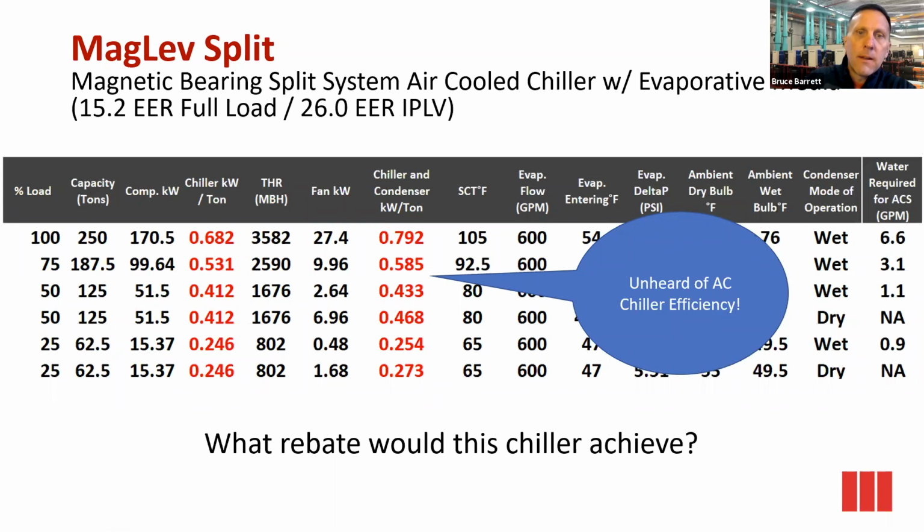Then I combined the performance of the chiller and the condenser to come up with a total kW per ton for my system. Of course, I'm not factoring the evaporator pumps. That's going to be the same tower versus adiabatic. A 0.792 kW per ton for an air-cooled chiller. That's unheard of. We look at the IPLV, we're up around 26 for an air-cooled chiller for an IPLV.